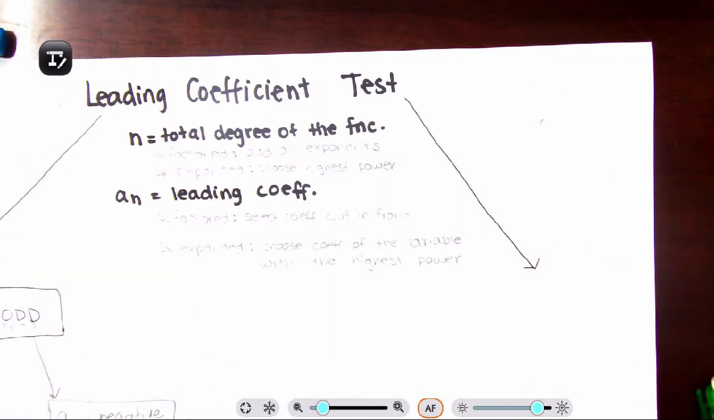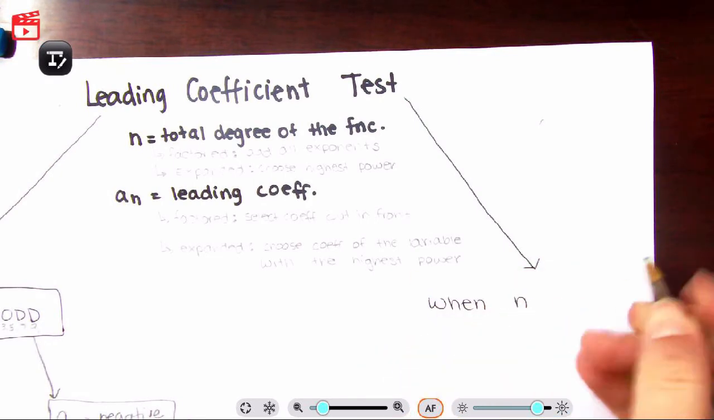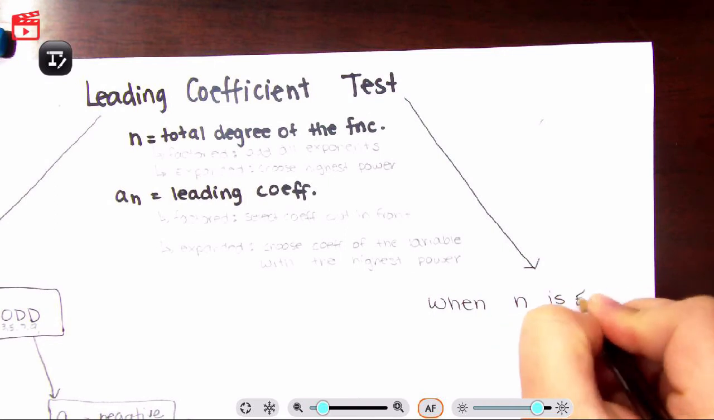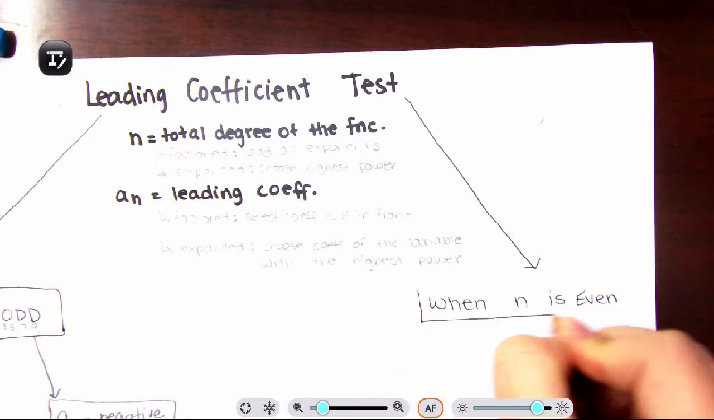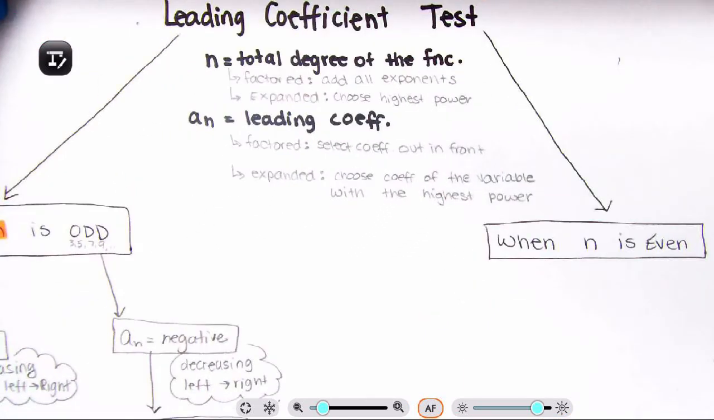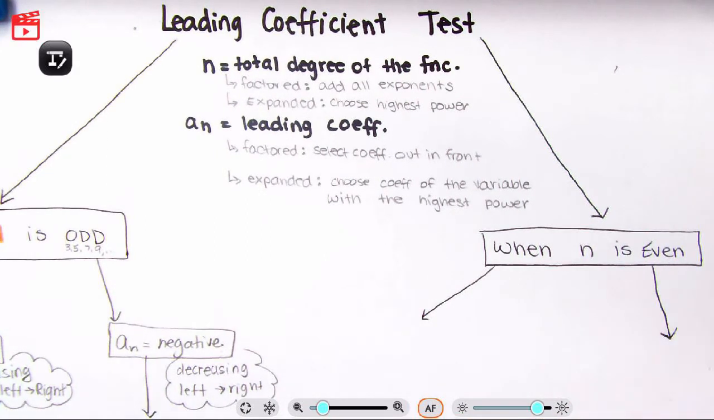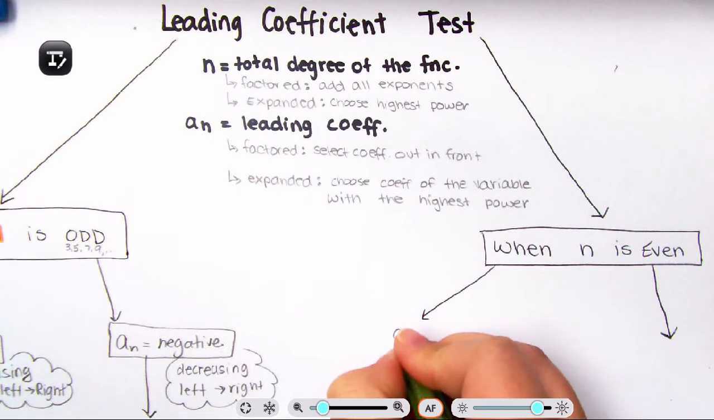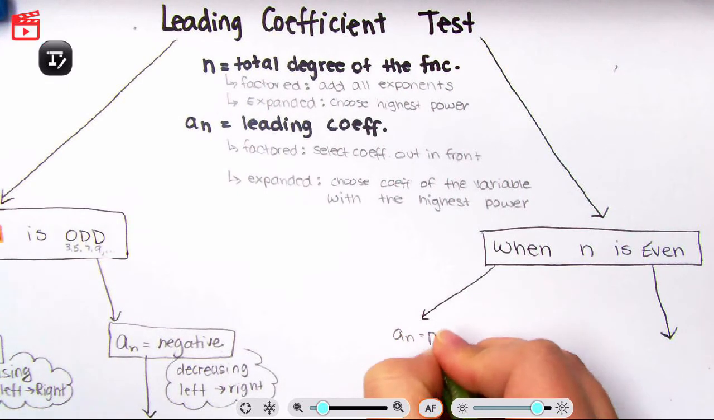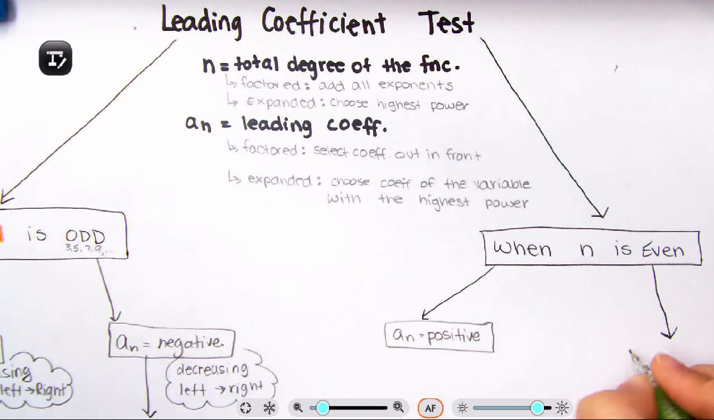So now let's do even functions. When n is even, when our total degree of the function is even. If you want to know what even numbers are, just count by twos. Multiples of 2 are 2, 4, 6, 8, 10, etc. So again, we have two things. We have it when it's positive and we have it when it's negative, and it is referring to our leading coefficient. So when a sub n is positive, our leading coefficient is positive, something happens. And when a sub n is negative, also something happens.